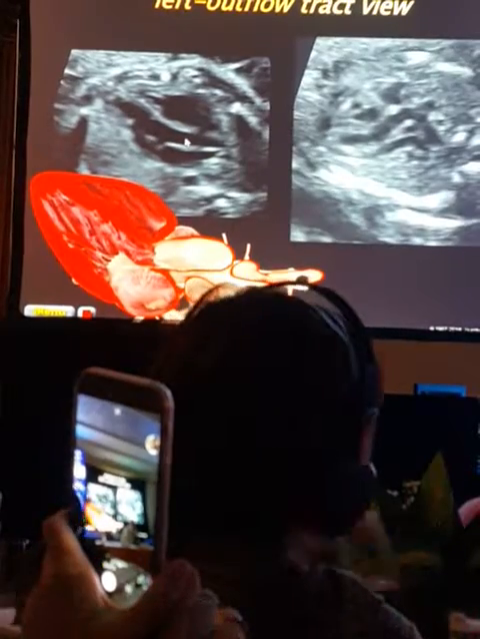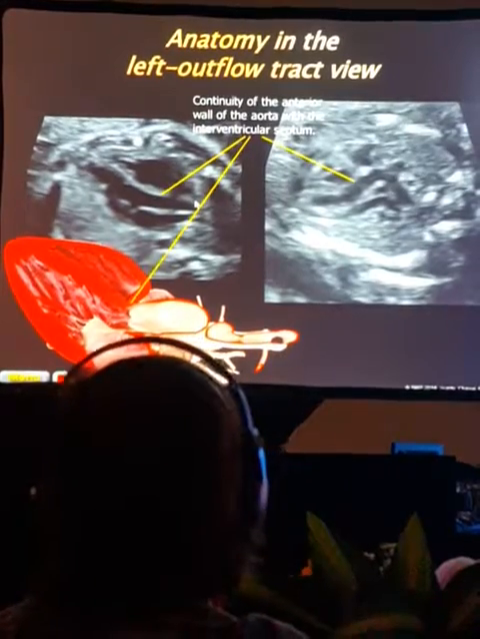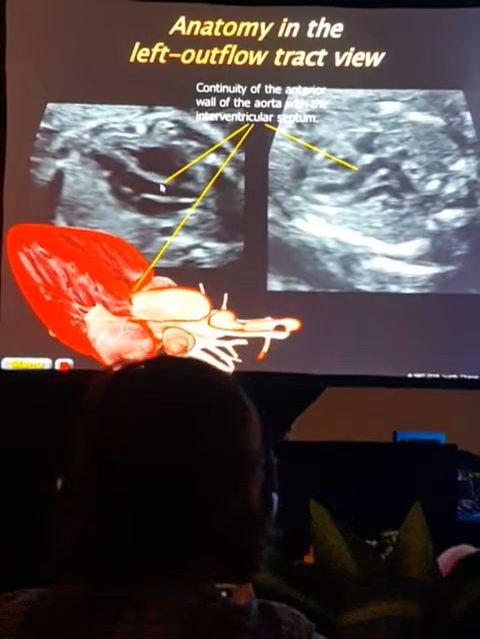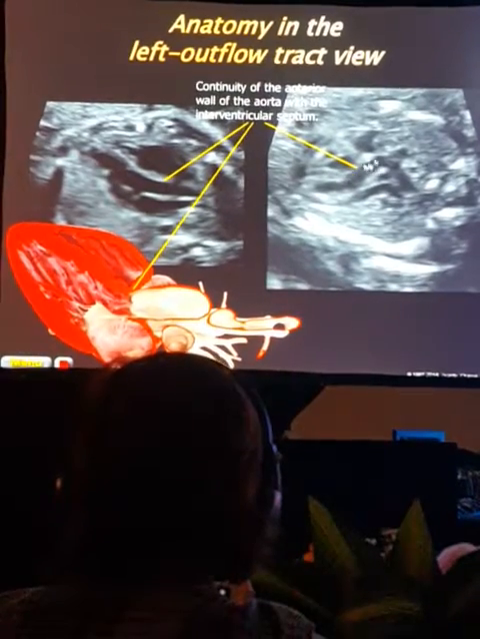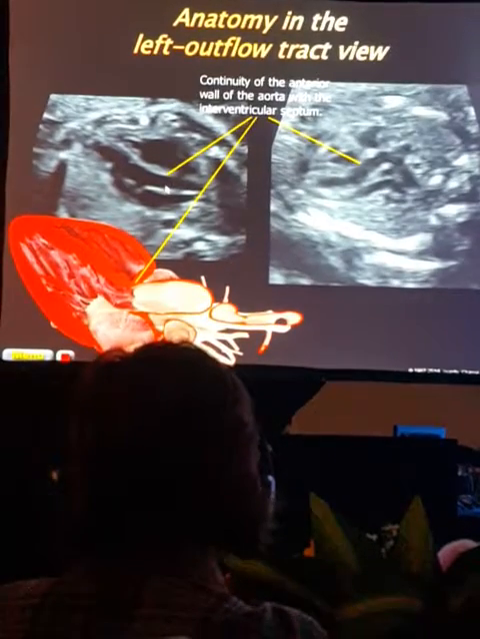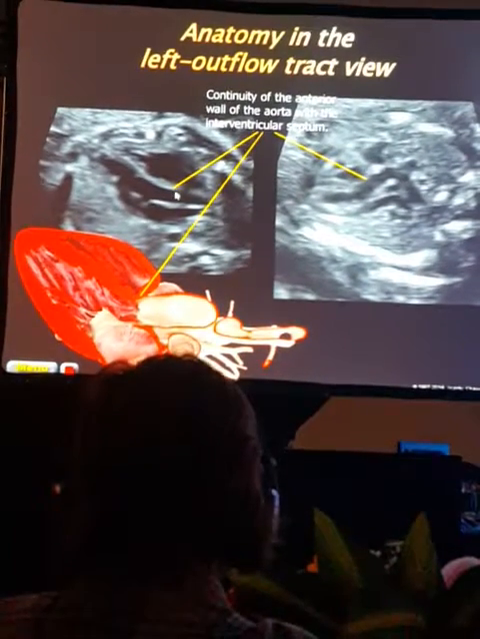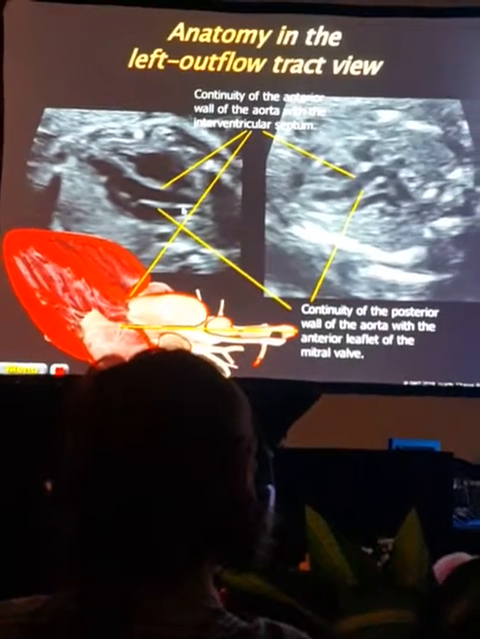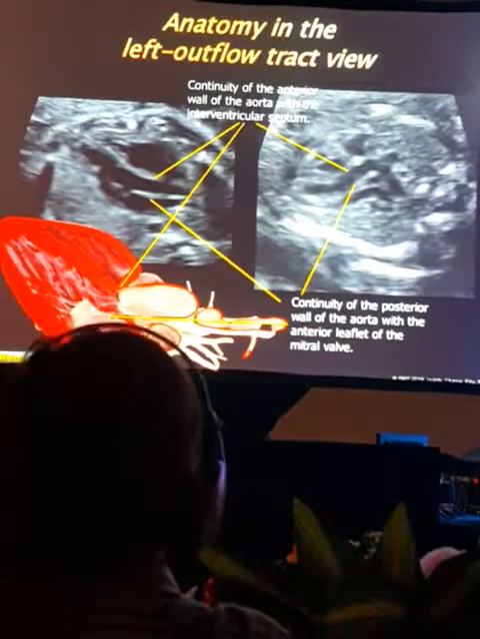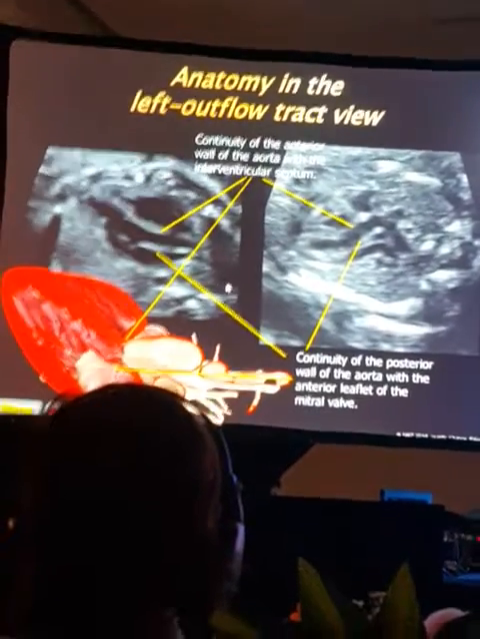So here we have the left outflow tract, and there are two things you want to see in each one of those sections. You want to see that the anterior wall of the aorta is in direct continuity with the anterior ventricular septum. Interventricular septum over here. If it's not, the baby has transposition, or it has a double outlet ventricle, or it has tetralogy of Fallot. So this continuity you have to see. The second thing you want to see is that the posterior wall of the aorta here is in direct continuity with the anterior leaflet of the mitral valve. Otherwise, the baby has transposition. So this is an important thing to remember.